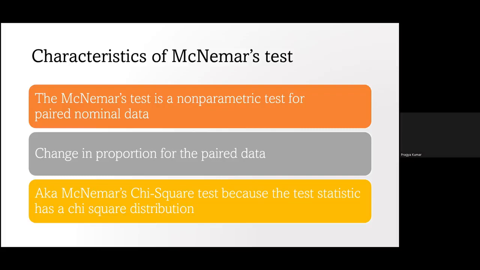Paired nominal data, what do we mean by paired observation? We will see what is that. That means the same set of individuals we have measured twice. That's why we call it paired data. We will see the example of how we can have the paired data. And this is also known as the McNemar chi-square test, because the test statistic which it yields has a chi-square distribution. That's why its other name is the McNemar chi-square test.